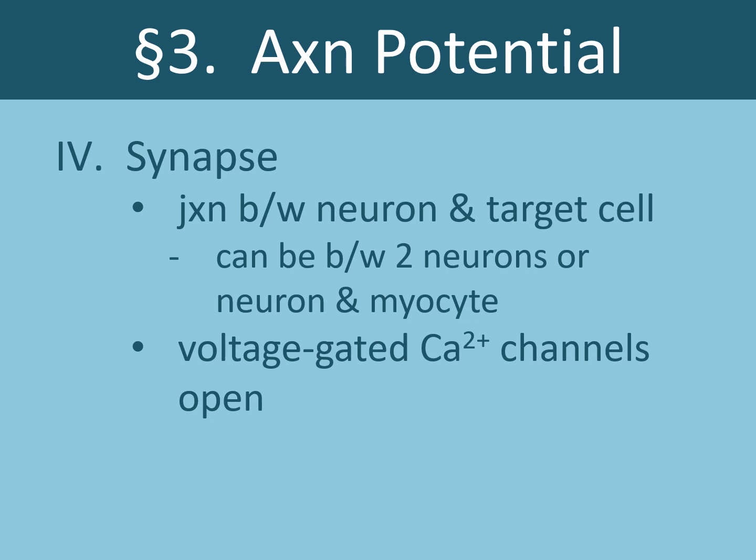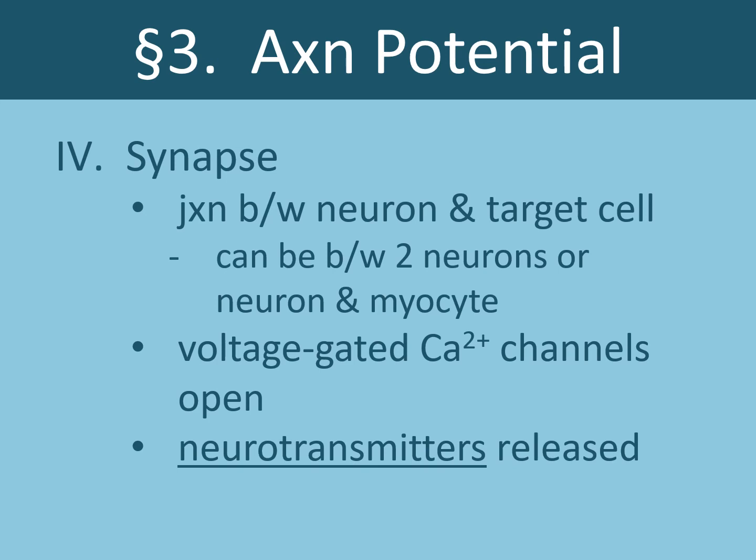The process of an action potential changes when it gets to the end of the axon. Instead of triggering the opening of sodium channels, voltage-gated calcium channels open, and calcium flows into the cell. This influx of calcium will trigger the release of special molecules called neurotransmitters. These neurotransmitters are chemicals that flow out of the axon terminal, travel across the synapse, and then reach the target cell.